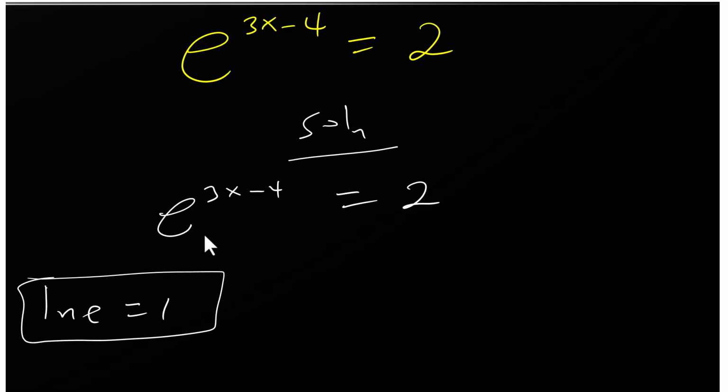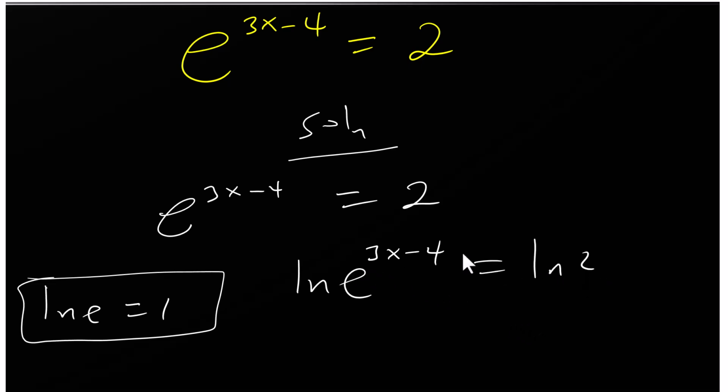So how do we perform this equation? How do we solve it? Okay, so the magic here is we have to multiply both sides by the ln so that this side goes away. So we can say ln of e raised to that equals ln of 2.